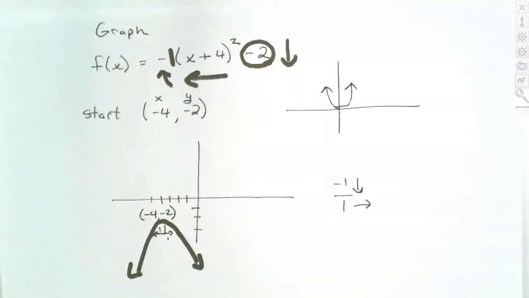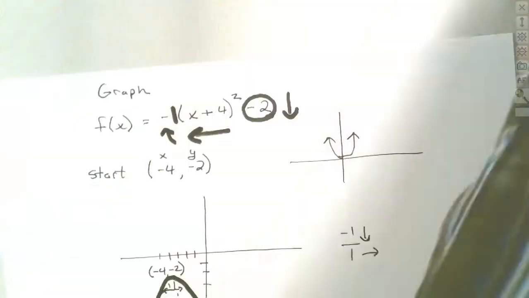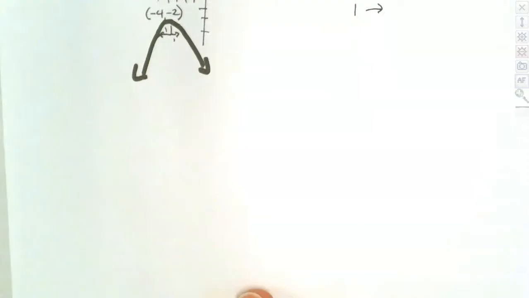So what did we do? We moved the graph down 2, we moved it back to the left 4, we flipped it upside down because of that negative 1. We'll do one more of these, and then we'll look at the greatest integer.